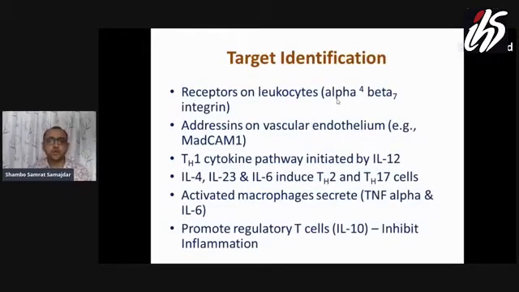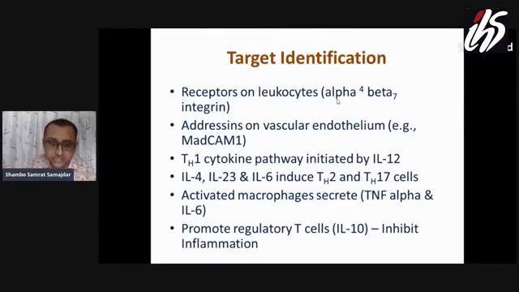While talking about disease, we need to understand the target, because if we do not find the target, then we will not get our weapon, that means therapeutics. Here are a few important targets. Initially, on the leukocytes, the alpha 4 beta 7 integrin receptor helps the leukocytes in adhesion, and that is one pathologic feature of inflammatory bowel disease.